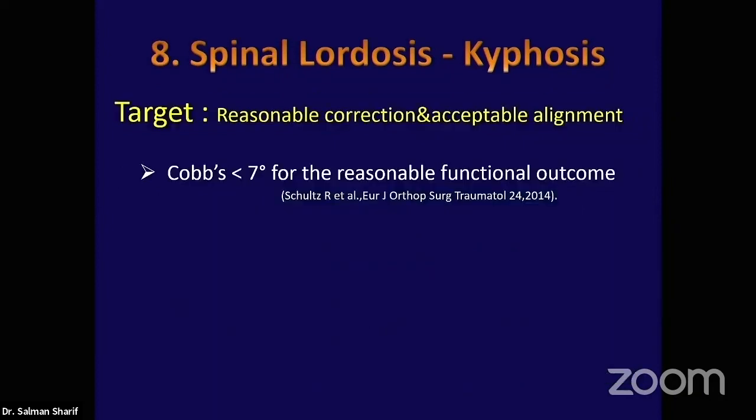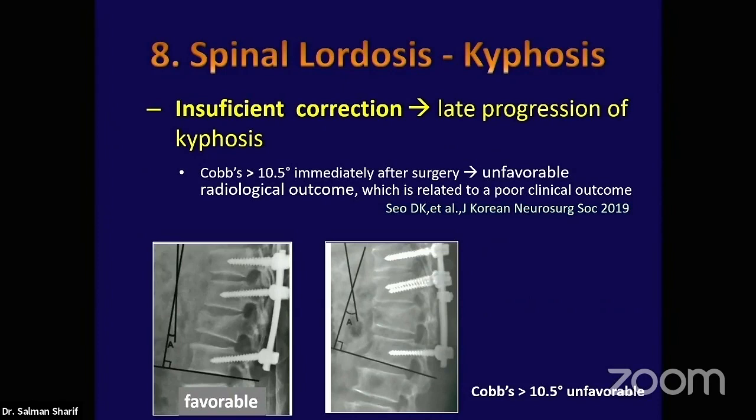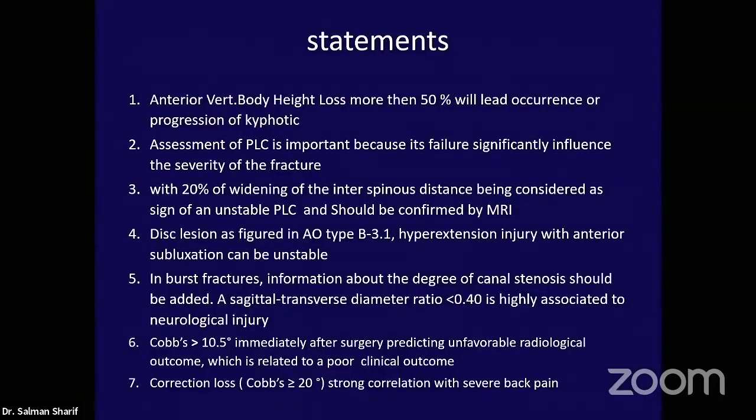The target of spinal kyphosis correction is reasonable alignment, so the Cobb angle should be below 7 degrees for a reasonable functional outcome. If there is a correction loss after the surgery, a Cobb angle of 20 or more has a stronger correlation with severe back pain. This is a sample: a Cobb angle more than 10.5 will be an unfavorable radiological result. So this is the statement.